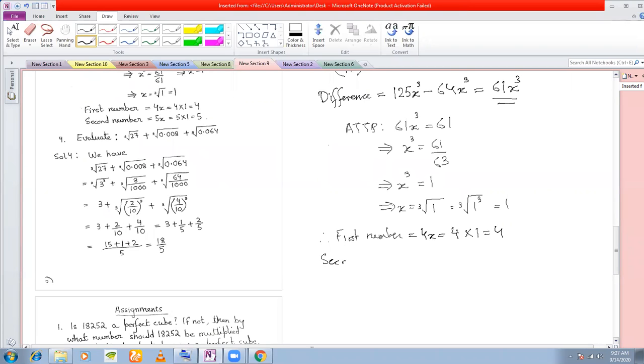What is the second number? Second number is 5x. So 5 into 1. The two numbers are 4 and 5 respectively. Okay. So that finishes this question.